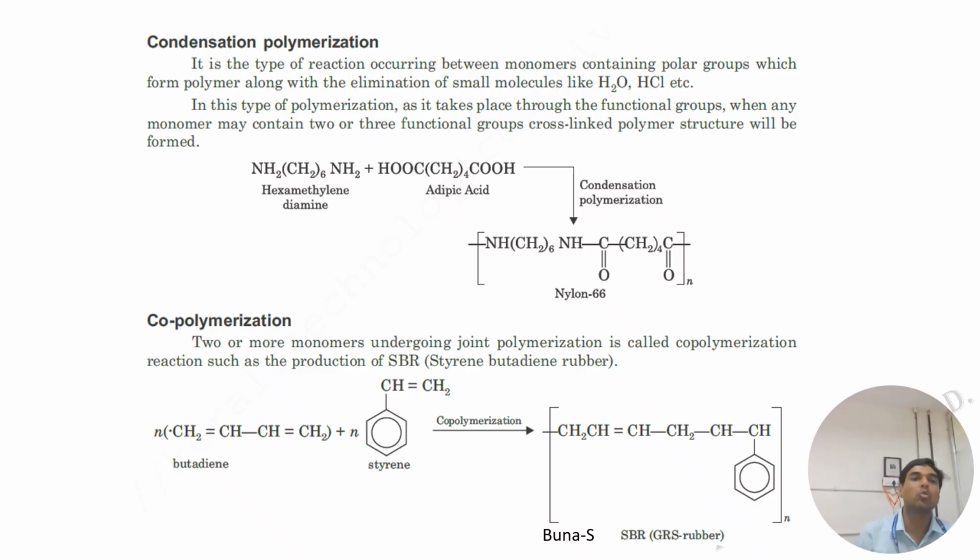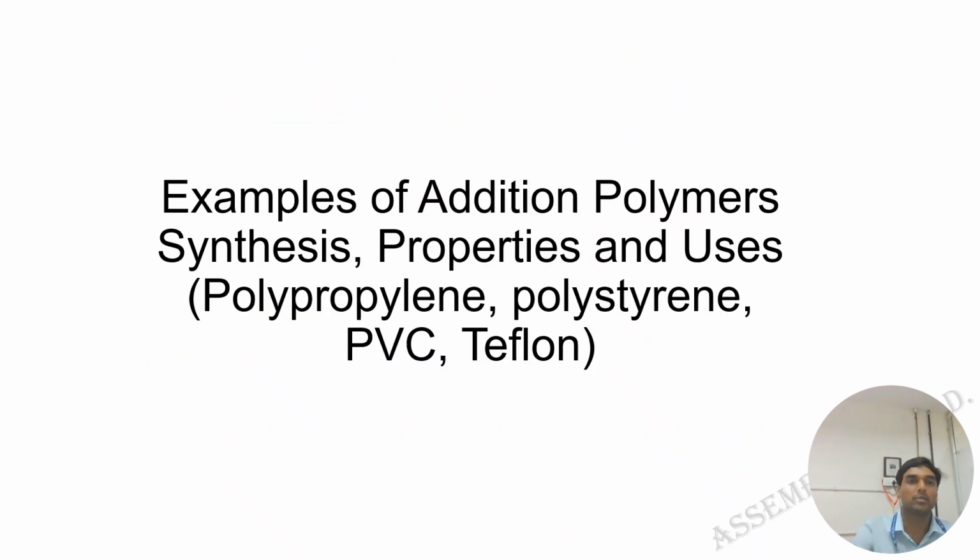Similarly, what is copolymerization? In copolymerization, two monomer units are connected with each other, for example butadiene and styrene. So you can get the butadiene styrene copolymer. Basically two monomer units are connected with each other. So that's called copolymerization.